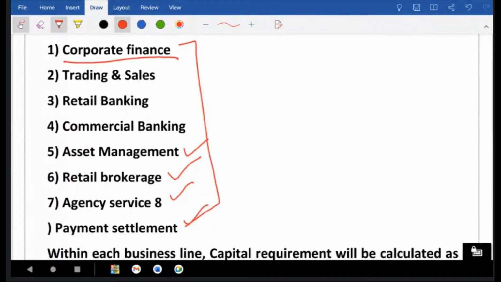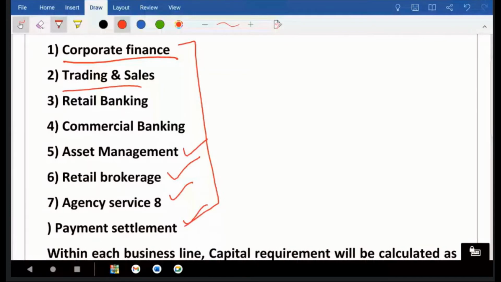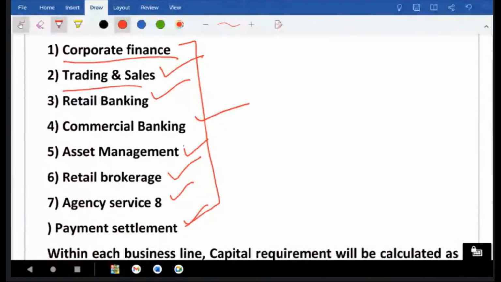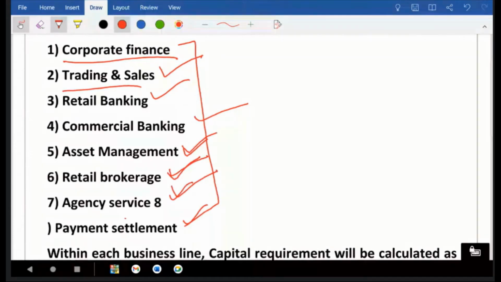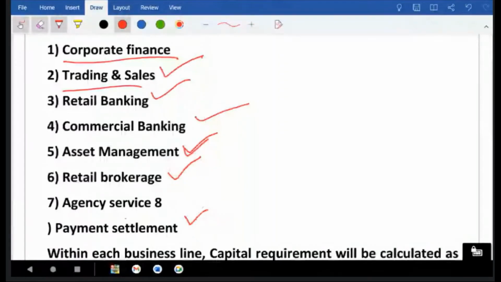Trading and sales is also there. Retail banking is part of every bank. Commercial banking is part of every bank. Asset management is not done at the branch level, but at the circle office level or general office. Retail brokerage is done at the local level. Agency service is done at the local level. And payment settlement is sometimes done locally or sometimes at a higher level.